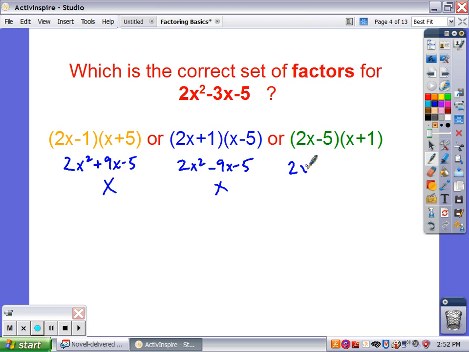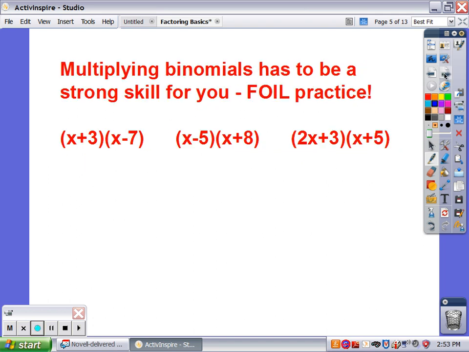Here I would get 2x squared, and you can think plus 2x minus 5x. There's the minus 3 I wanted in the middle. Okay, the green ones work here because when you multiply, you get what you started with. If you're not good at multiplying, honestly, you just need to practice. It's a skill you have to be strong at, and it's something you can all get better at.